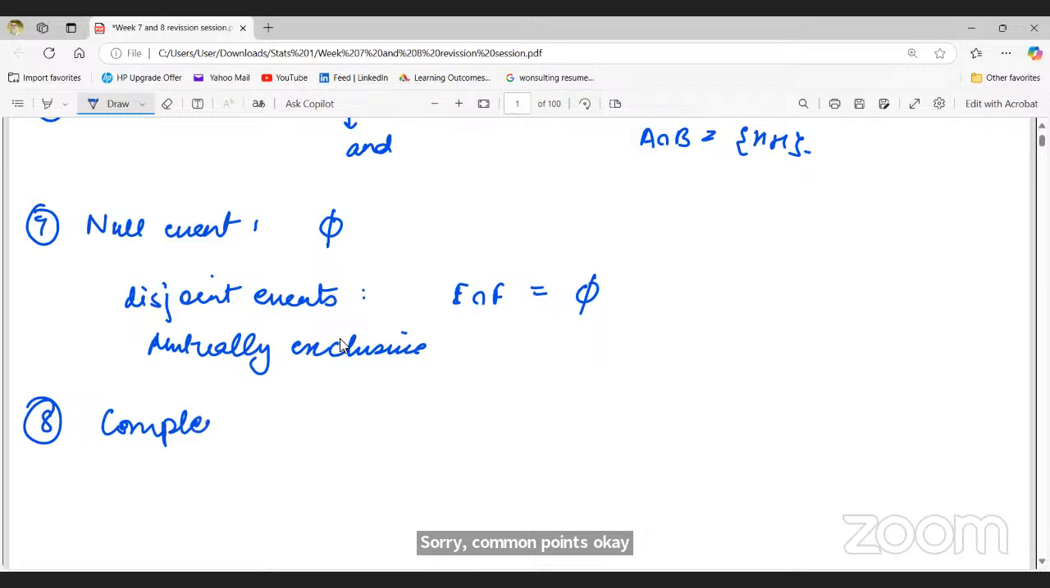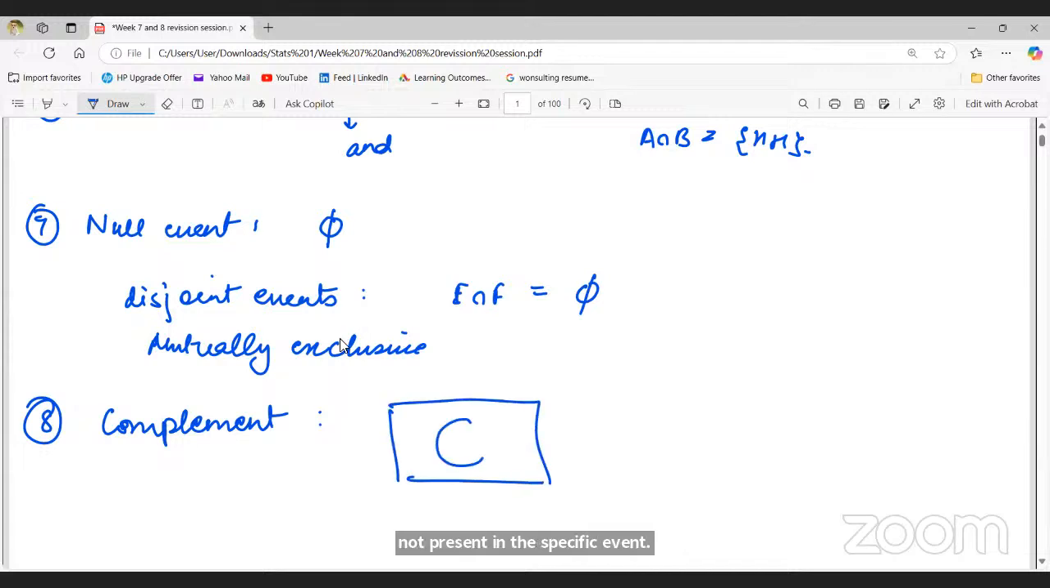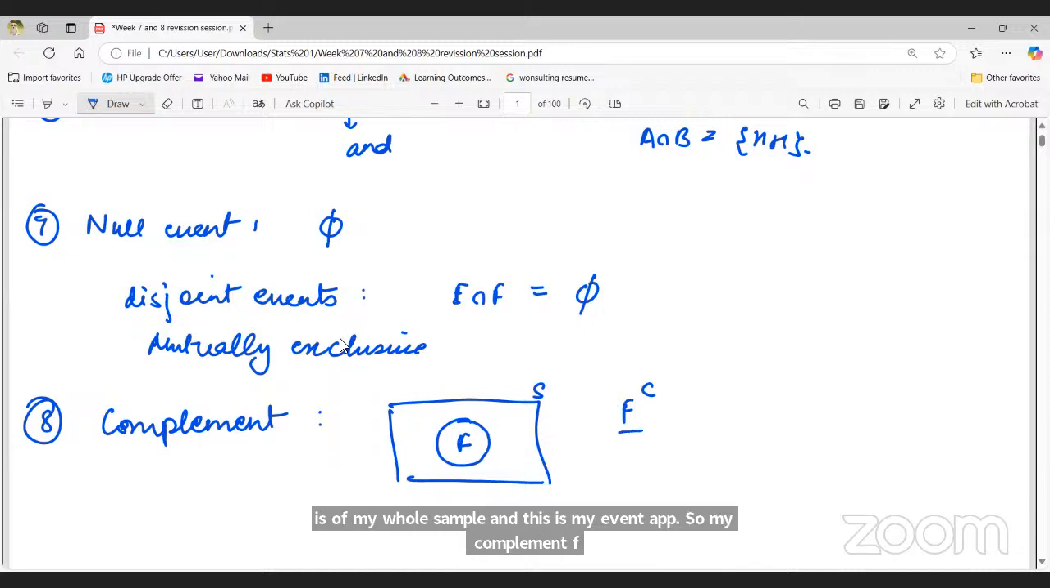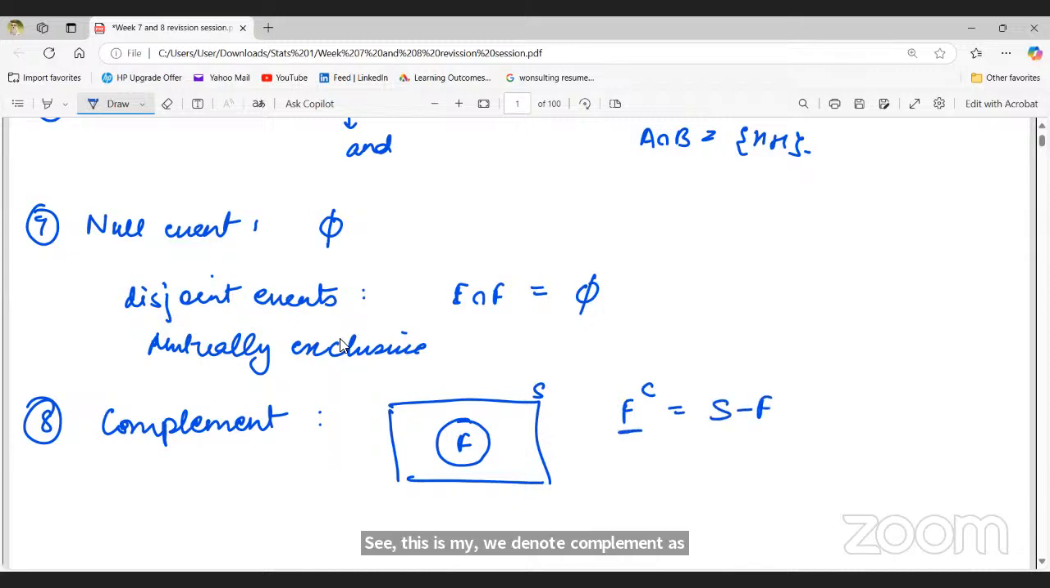Now we have the complement of an event. What do you mean by complement of an event? The elements present in the universal set, but not in A. So if I draw a Venn diagram, this is an event F, and this is my whole sample space. We denote the complement as F^c, which is equal to S minus F, right?